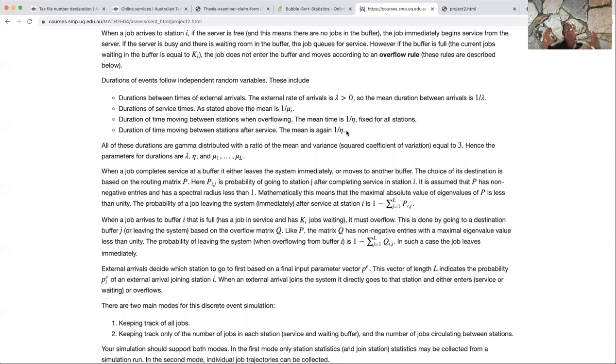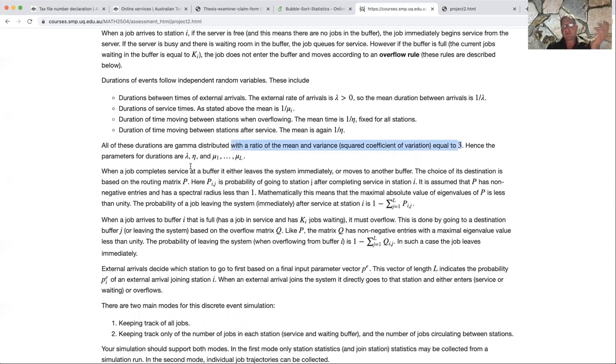So when a job is inside the system but is not being served, then it has, independent of everything else, a duration of time until it goes to its next location, with mean 1 on eta. All these durations are gamma distributed. The practical is going to show you how to generate these with a squared coefficient of variation of 3. So that should be clear from the practical this week.